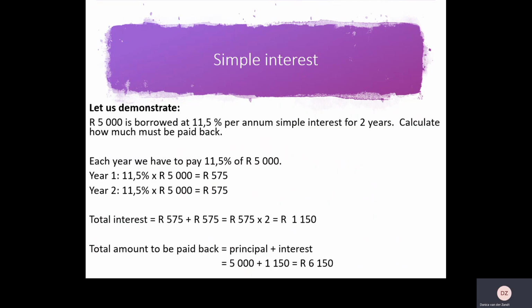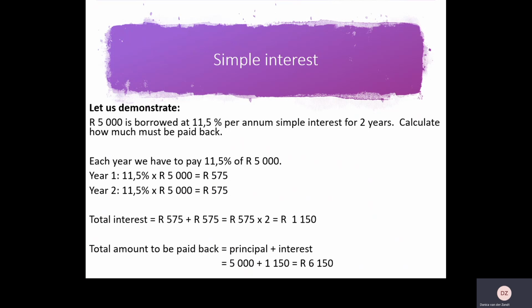Let us demonstrate by using an example of what simple interest is. So if I borrow 5,000 Rand and I have 11.5% per annum that I have to pay back extra as interest. That means 11.5% this year, 11.5% next year, because it is 2 years. They want to know how much must be paid back in total.